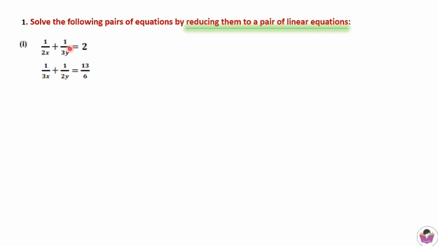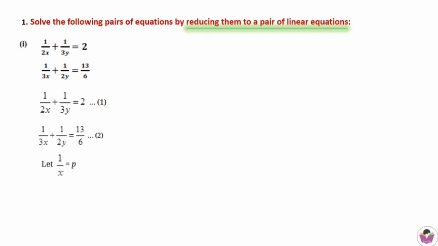You see here x is in the denominator, here y is in the denominator, here also x is in the denominator, here also y is in the denominator. So this is not in the proper format. So first and foremost thing, we have to change these two equation format to the linear equation format. For that we have to just take the equations as equation number 1 and 2. The first equation is 1 by 2x plus 1 by 3y is equal to 2. We have labeled as equation number 1. And the second equation 1 by 3x plus 1 by 2y is equal to 13 by 6. We have taken as equation number 2.